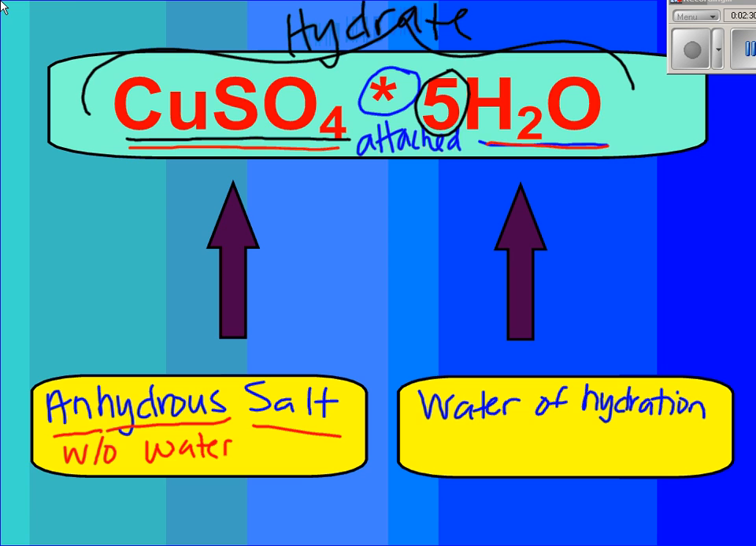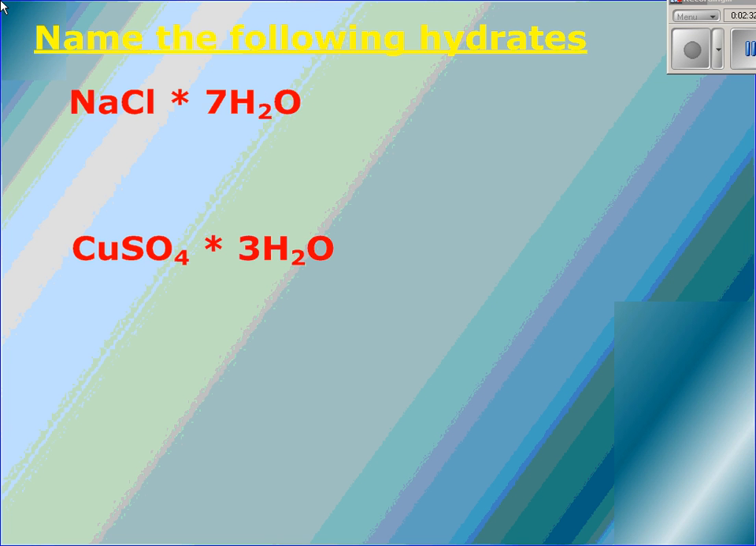Now that we know what a hydrate is and what it looks like, let's figure out how we name the hydrates. Let's take a look at these two examples. We have NaCl star 7H2O and CuSO4 star 3H2O. First of all, notice that they are hydrates. We know they're hydrates because of the asterisk in the middle. Remember, the asterisk means attached.